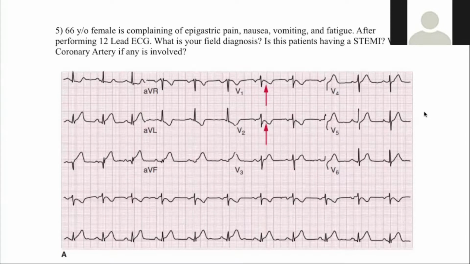A 66-year-old female is complaining of epigastric pain, nausea, vomiting, and fatigue. After performing a 12-lead ECG, what is your field diagnosis? Is this patient having a STEMI? Which coronary artery is involved?